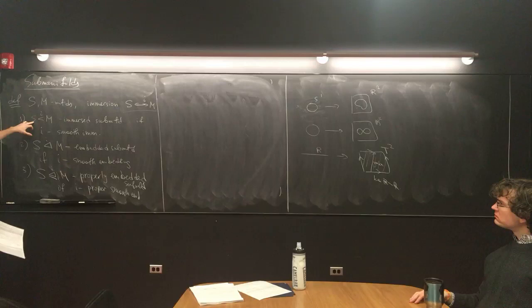So all embedded submanifolds S in M have local defining functions, i.e. phi, which is C infinity from an open subset of M into R, such that phi inverse of 0 is S intersected with U for some sufficiently small U, which can be a neighborhood of any point.